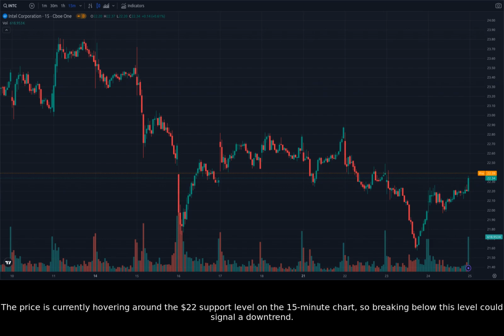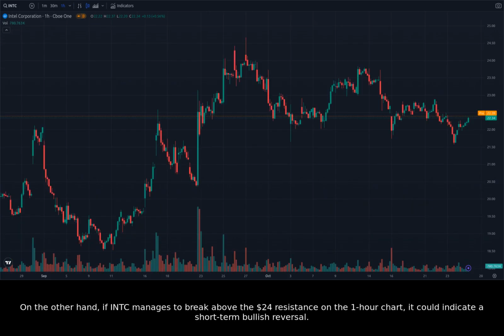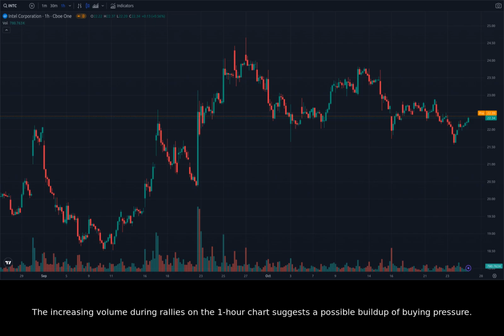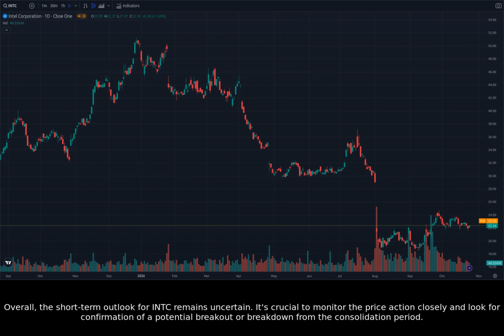The price is currently hovering around the $22 support level on the 15-minute chart, so breaking below this level could signal a downtrend. On the other hand, if Intel manages to break above the $24 resistance on the 1-hour chart, it could indicate a short-term bullish reversal. The increasing volume during rallies on the 1-hour chart suggests a possible buildup of buying pressure. Overall, the short-term outlook for Intel remains uncertain.